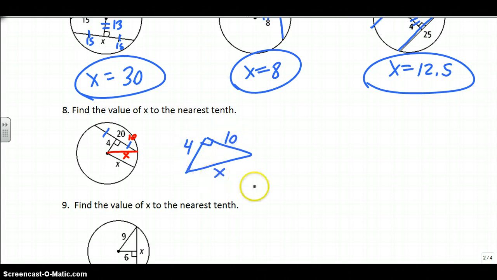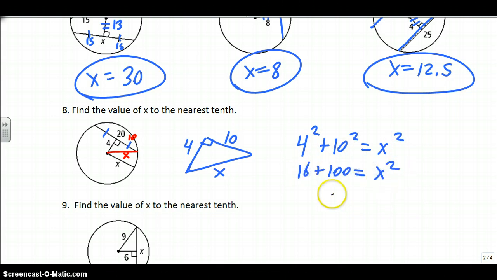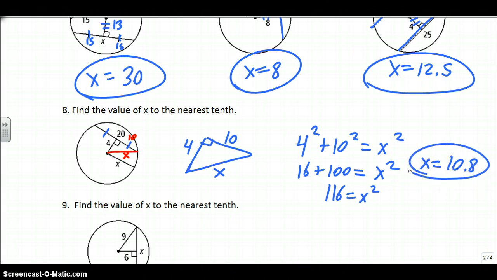Once again, Pythagorean Theorem comes into play. The hypotenuse is x, so we'll go with 4 squared plus 10 squared equals x squared. We have 16 plus 100 equals x squared, which means x squared equals 116. It tells us nearest tenth, so we're actually going to take the square root of that. Square root of 116 ends up being 10.8 when we round to the nearest tenth. Okay, yay, Pythagorean Theorem.